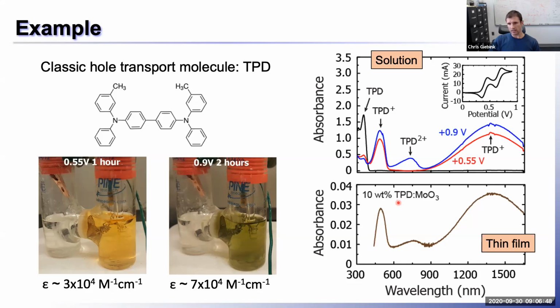So if you take this TPD molecule and you dope it with a strong electron acceptor like moly oxide, you can see the same transitions, both the cation in the blue and the near infrared, as well as the doubly charged transition out in the red. Except in this case, because we're in the solid state, we tend to refer to them as Polaron and bipolaron transitions.